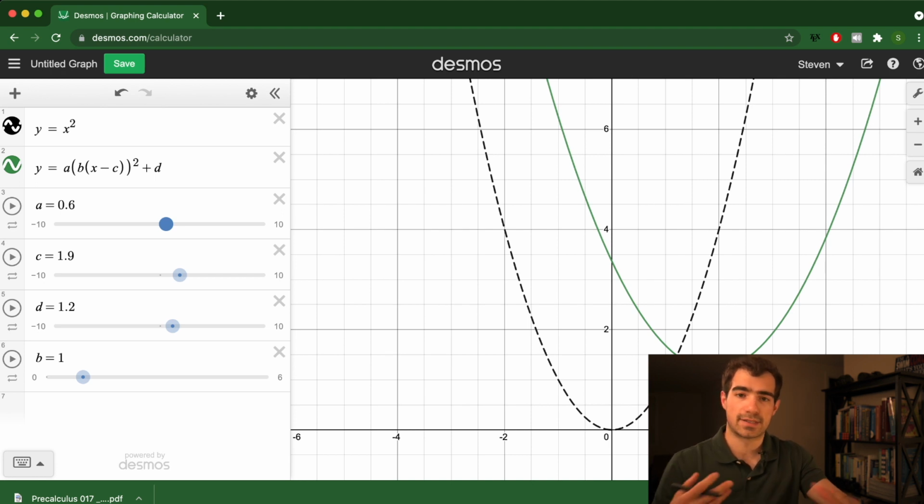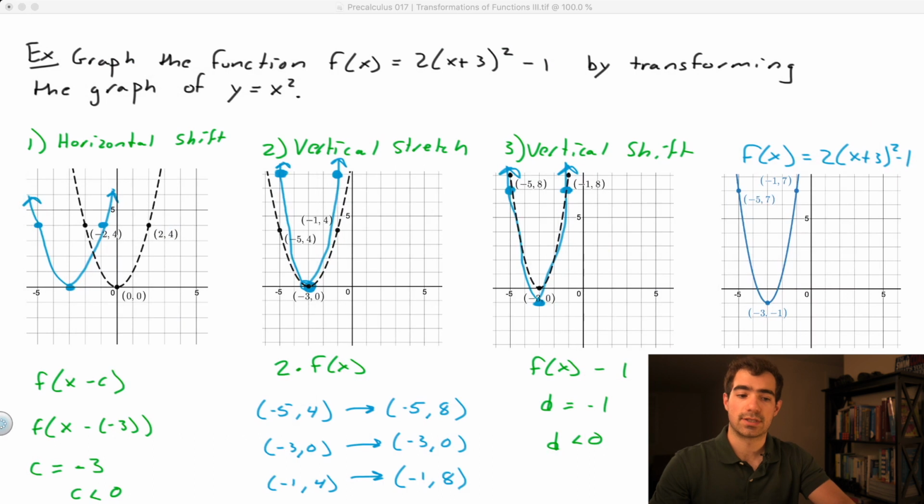But otherwise, I hope this has given you a sense of how we can take all of those individual transformations and piece them together and combine them using this order of operations to begin with a parent function like x squared and ultimately morph it through a series of steps to get to graphing an expression like 2 times the quantity x plus 3 squared minus 1.